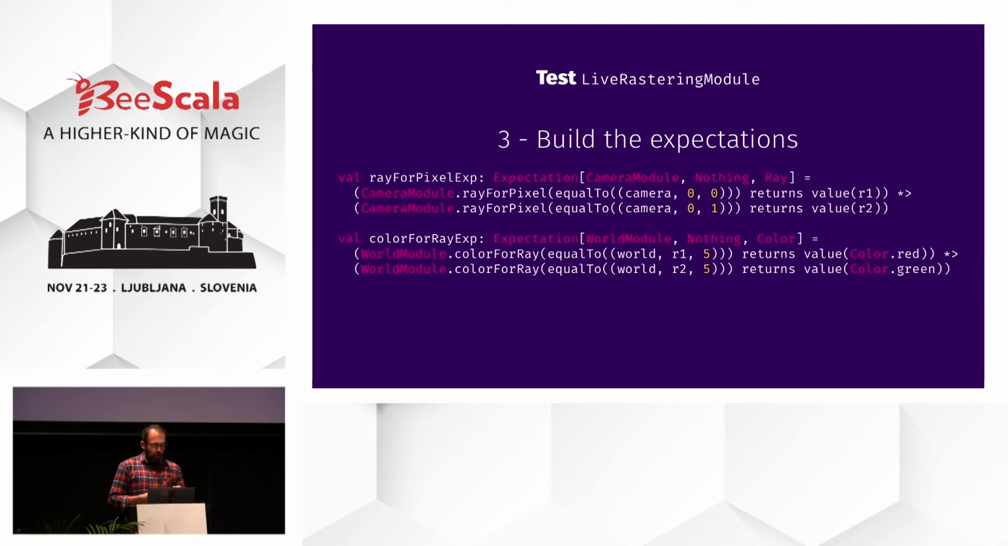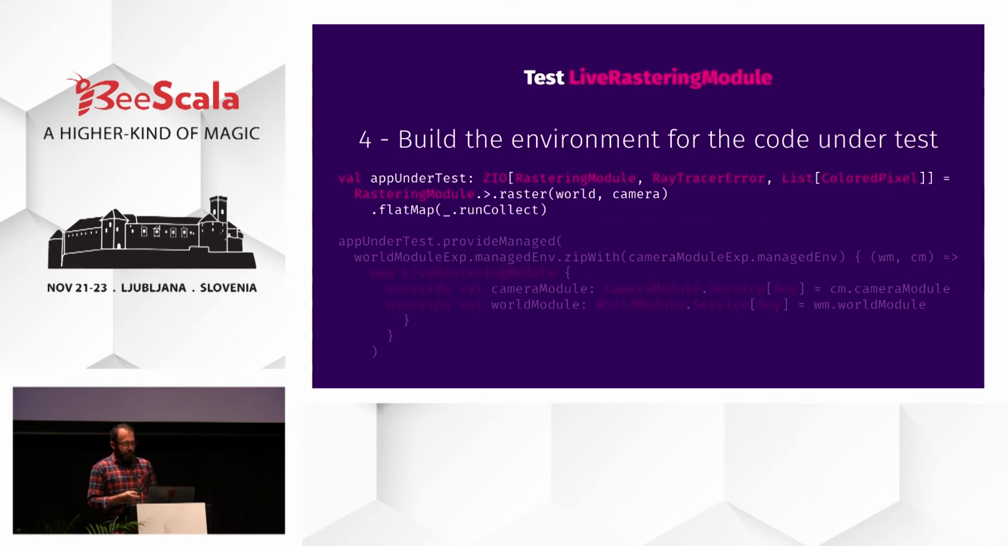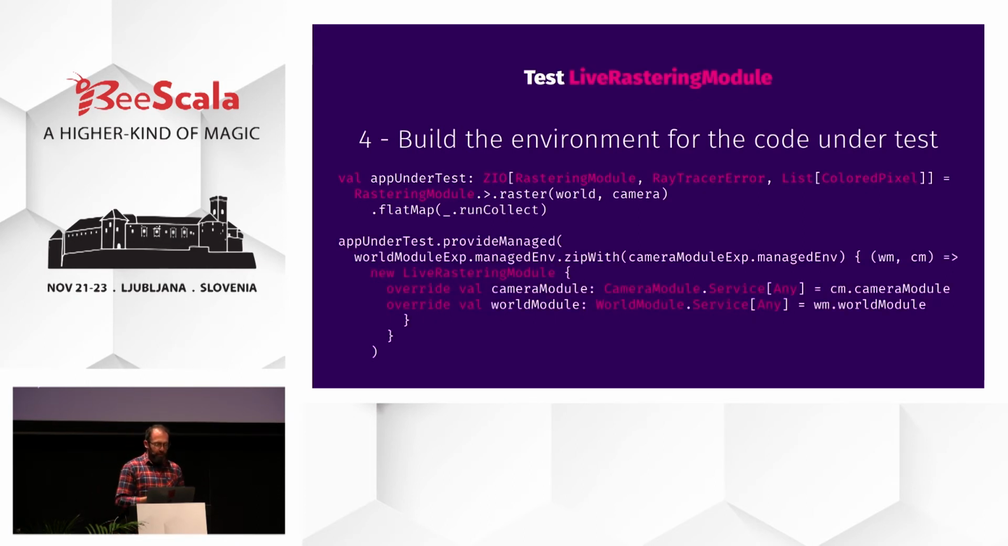So when I call the color for ray R1, I expect to have red, and when I call for color for ray R2, I expect to have green. So I just define how the modules I'm depending on should behave. And then I can take the program I want to test and provide it with a rastering module backed by the mocked services. Okay? Instead of provide, we use this provideManaged, which is slightly different. So we do this provideManaged, and then we zip the managed environment provided by the mocked services, and we build the service we are depending on by passing the dependencies that we got there.